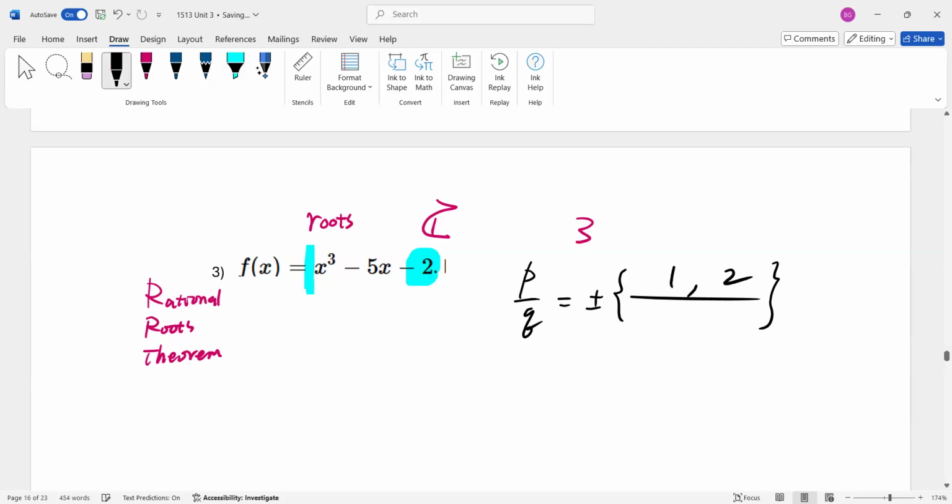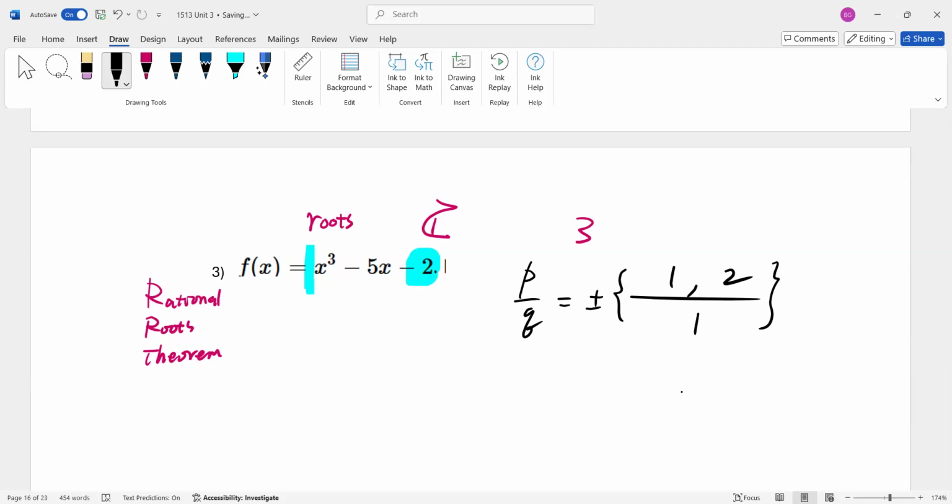And the denominator is the factors of the leading coefficient. Can anybody tell me what the leading coefficient of the polynomial is? 1. Yeah, thank you. It's 1. Very good.